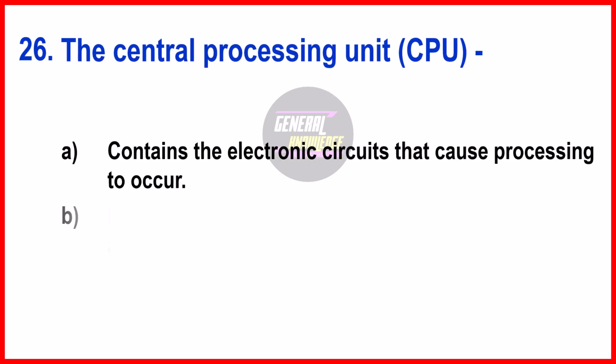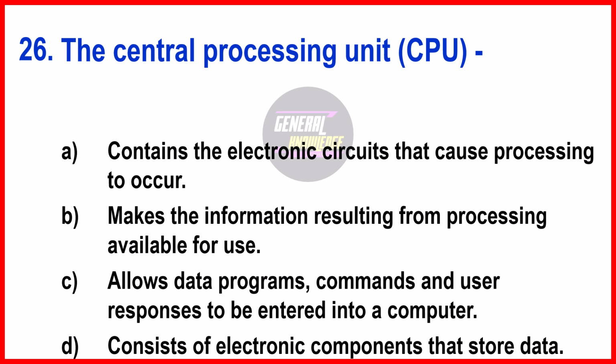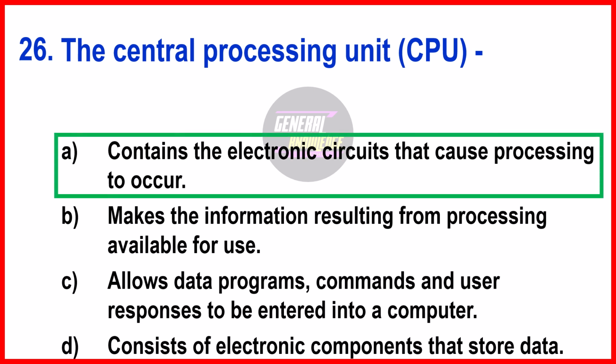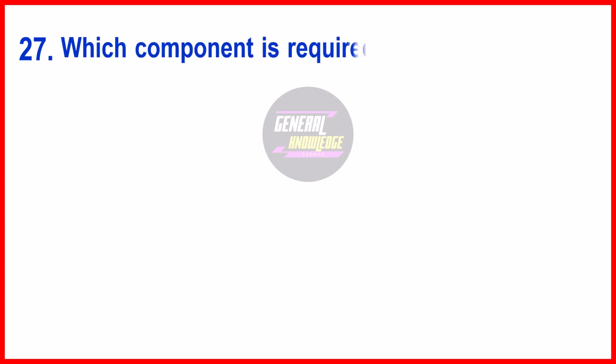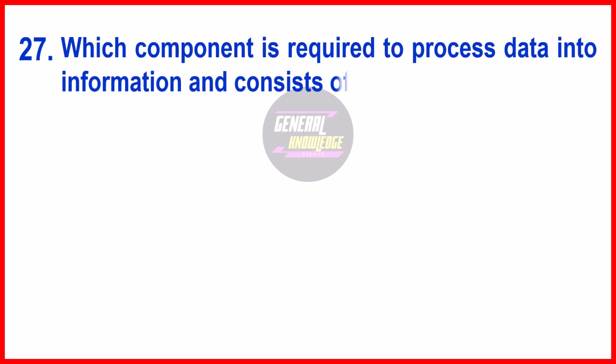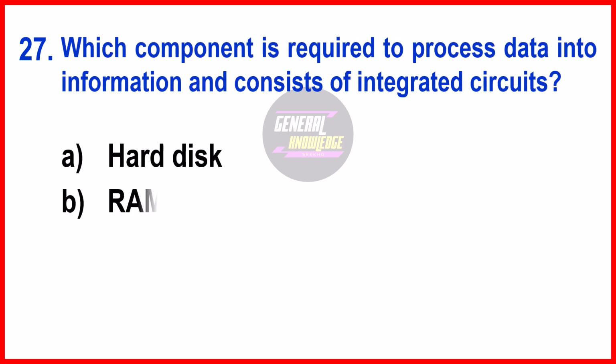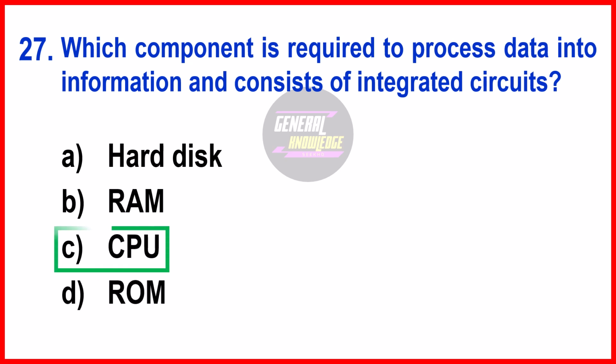The central processing unit, CPU. Right answer is option A, contains the electronic circuits that cause processing to occur. That's the exact role of a CPU. The other options describe input, output, and memory, not CPU. Which component is required to process data into information and consists of integrated circuits? The right answer is option C, CPU.